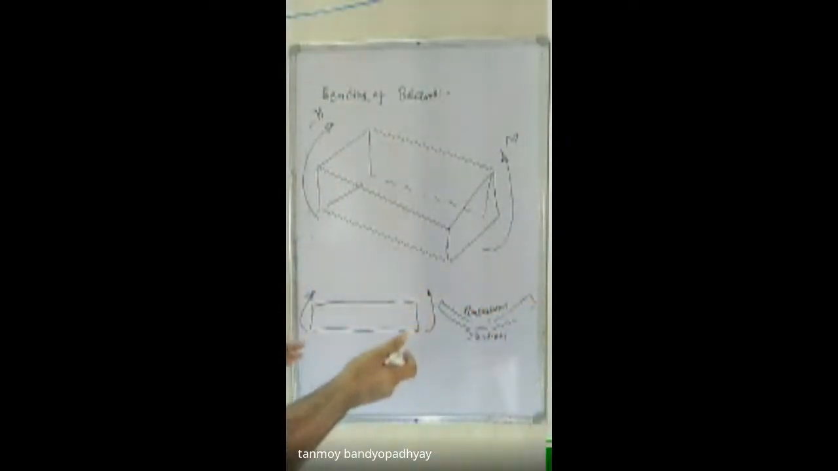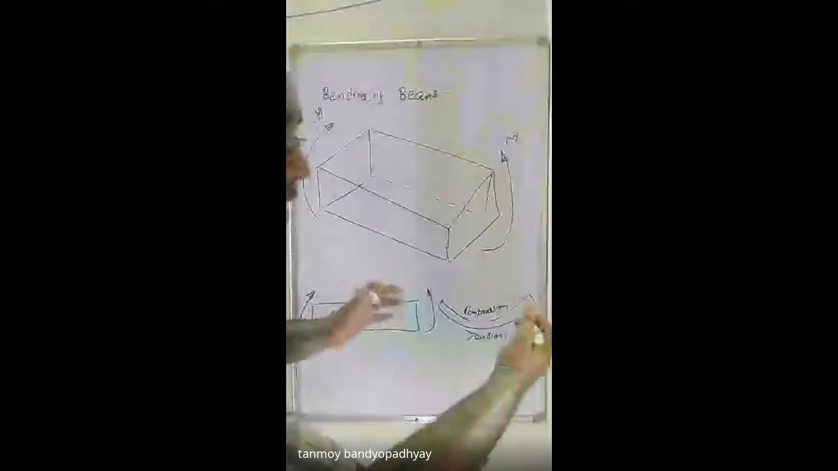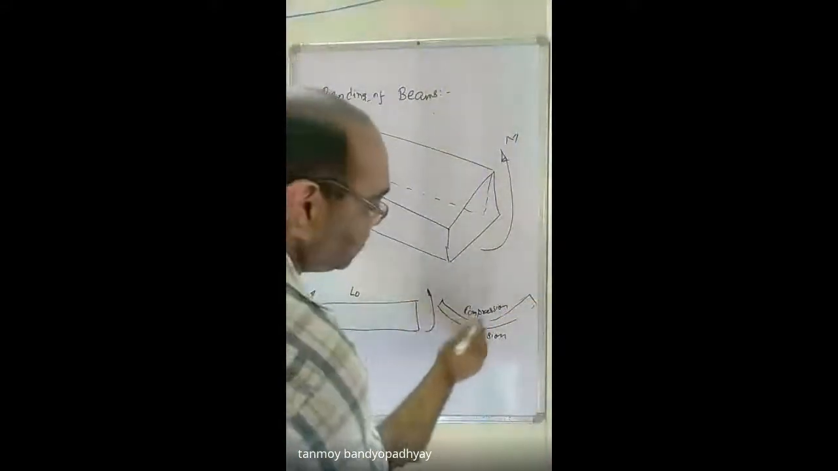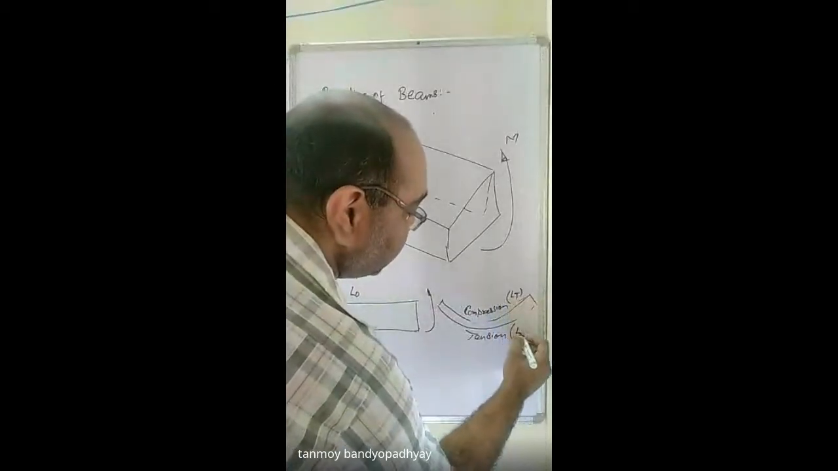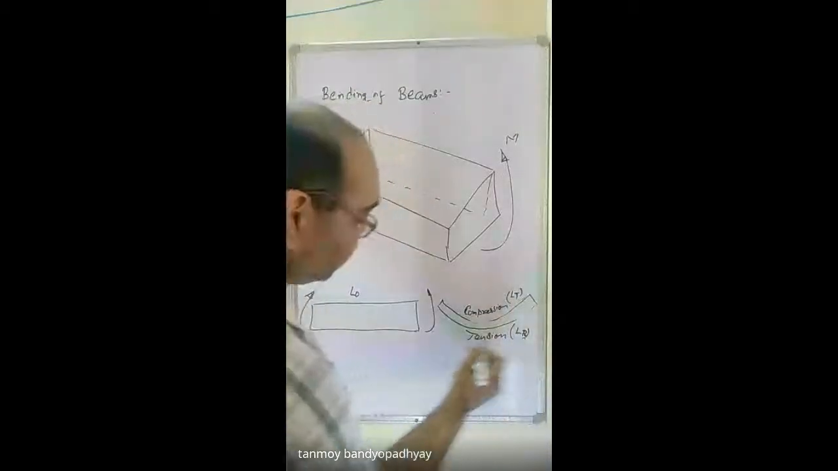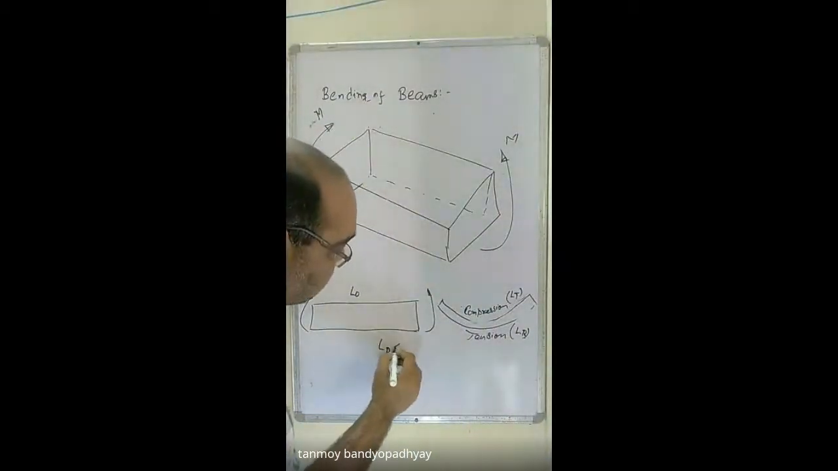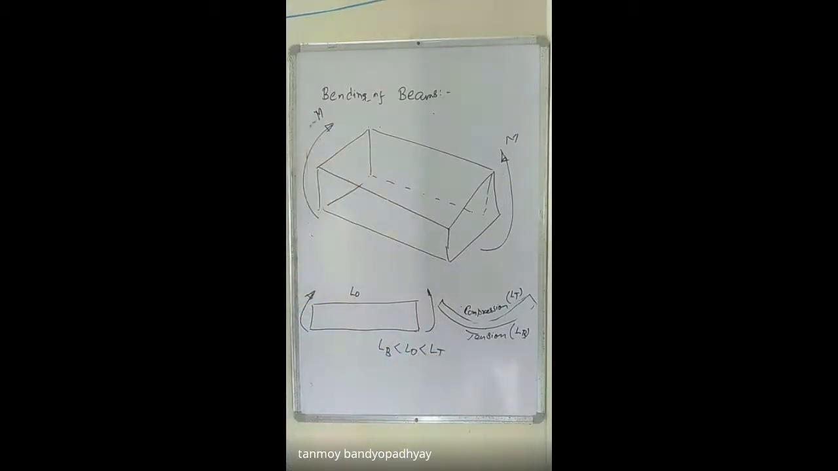So if you take the original length, it is something like say L0. If I consider this one, it won't be L0, it has tried to increase. And if I call the top side L top, and the bottom side L bottom, what will be the relation? The relation will be something like, LB has increased from L0 and LT has decreased from L0. I hope you can understand. So that is what is plane bending.